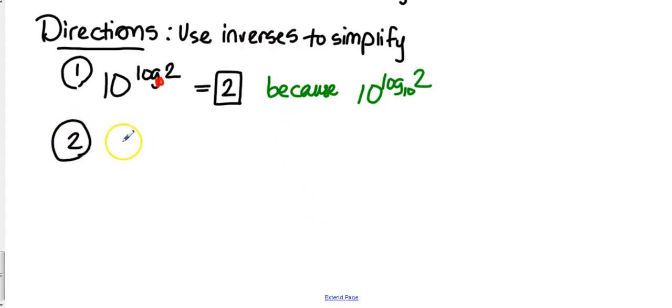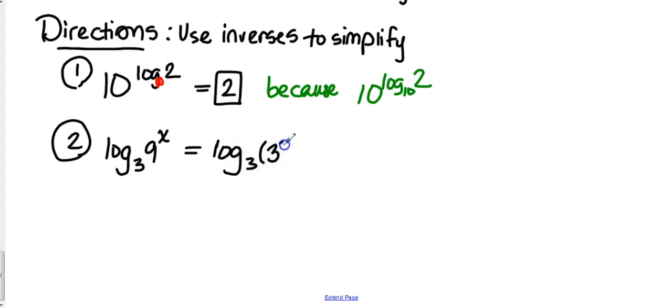Number 2, log base 3 of 9 to the x. Log base 3 of 9 to the x. Well, at first glance, we'd be saying, I don't see anything. But then we have to remember our ability to rewrite. So how could I rewrite 9? I kind of have a vision of a goal of 3. So let's see how that works. Can I write 9 as 3 to a power? And I'm hoping we're all saying, yes, 9 is 3 squared.